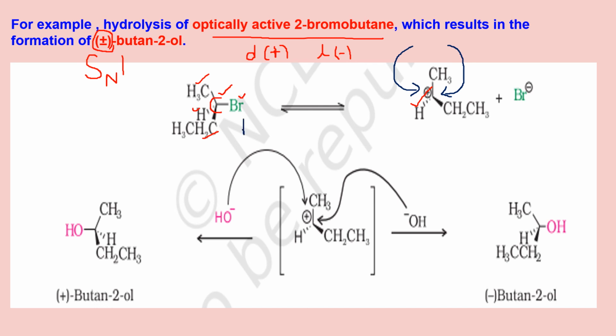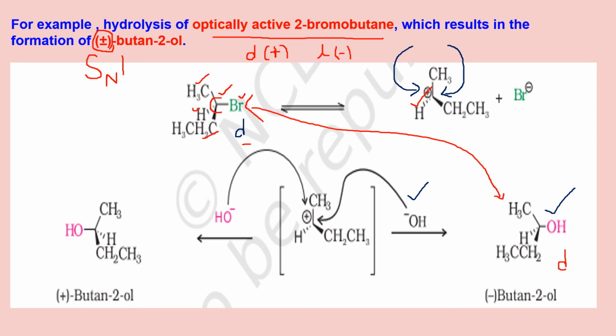Suppose this was a dextro. So here I will be getting a product. It is explained here. OH minus is attacking from this side. So I am getting this compound which is having the same configuration as the starting material. This and this, same. Suppose I used a polarimeter and I found that this is dextro. So this also has to be dextro.